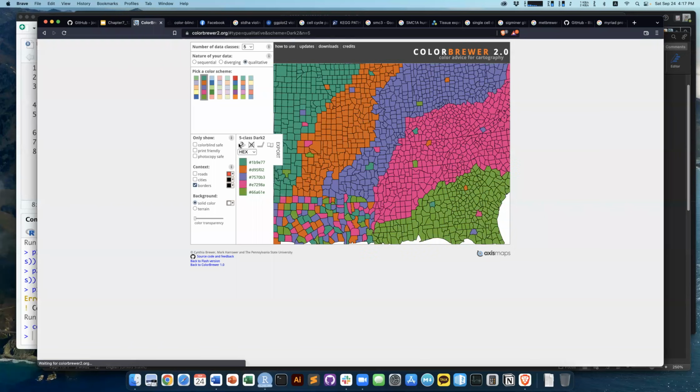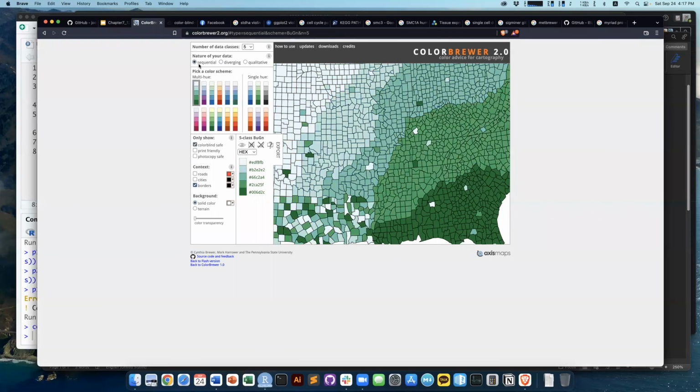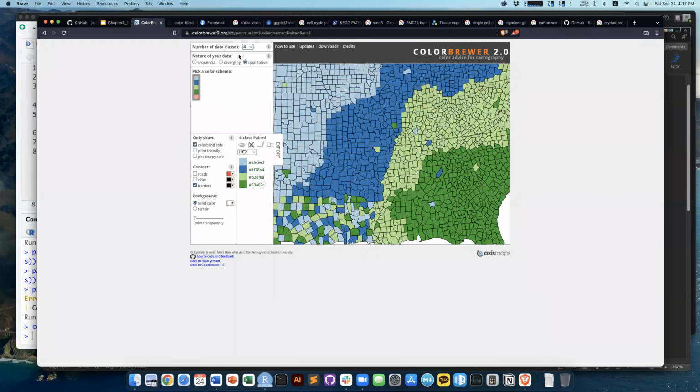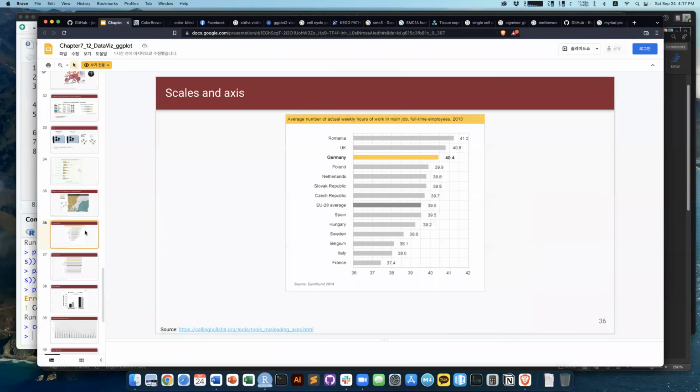I don't know, this is probably a better way. Colorblind safe. I don't think it's really available for the qualitative scheme with more than 4. Right, it's 4. Okay. So that is one way you can consider.